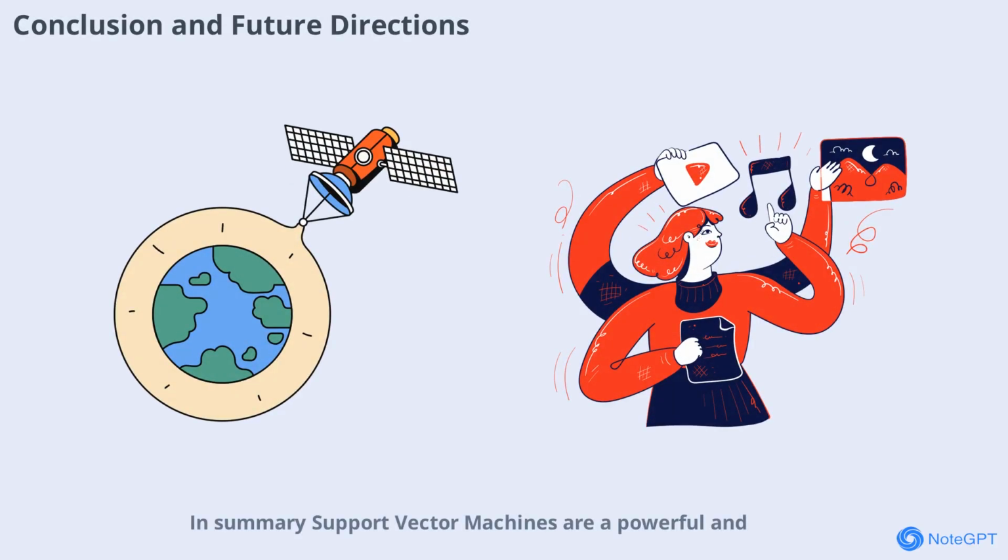Summary: support vector machines are a powerful and versatile tool in the machine learning toolkit. They combine strong theoretical foundations with practical performance, making them suitable for a wide range of tasks. As research continues, new developments in kernel design and optimization promise to make SVMs even more effective. Whether you're working on classification, regression, or other predictive tasks, understanding SVM will give you a valuable edge in data modeling.